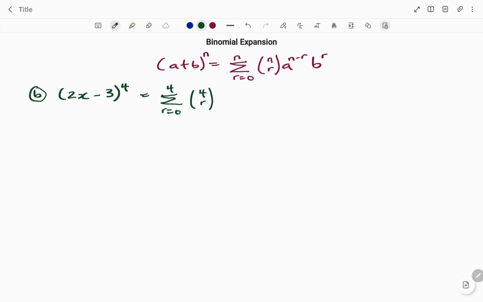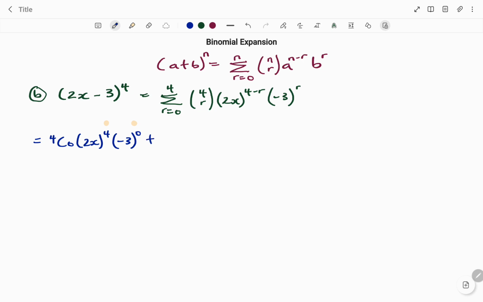Then our a, note that is 2x. I'm going to put that in a bracket to the power of 4 minus r. And our b is negative 3 to the power of r. So writing out our expansion, I'm going to try and fit that in a row. The first one, r is starting from 0. So I have 4 combination 0, we have a 2x to the power of 4 times negative 3 to the power of 0. Note that our powers must always add up to n, which is 4 in this case. 4 plus 0 is n.